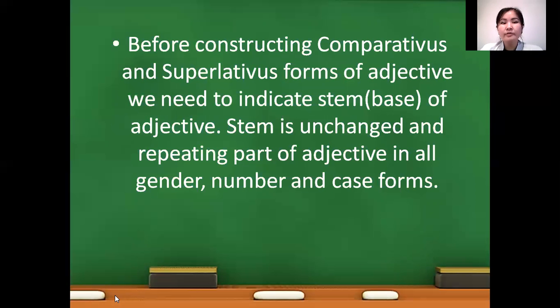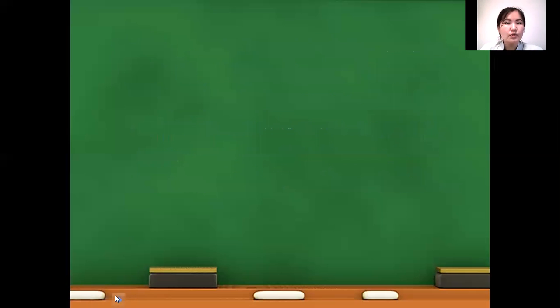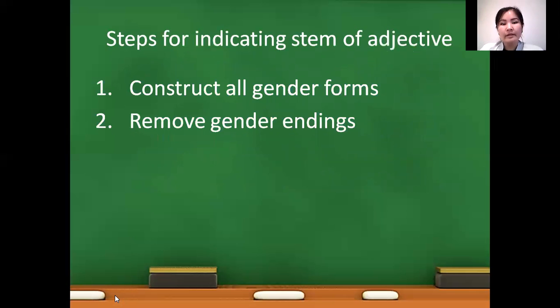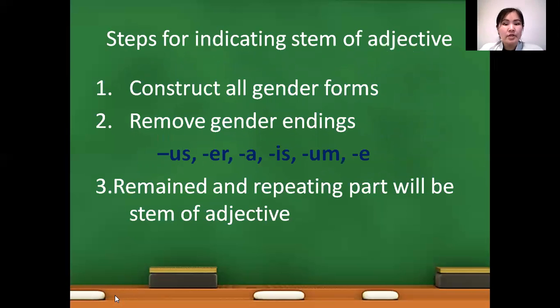Before constructing comparativus or superlativus forms of adjective, we need to indicate stem or base of adjective. Stem or base is the unchanged and repeating part of adjective in all gender, number, and case forms. So, how to indicate stem of adjective? First, we need to construct all gender forms. Second, to remove gender endings us, er, a, is, e. And after removing these gender endings, the remaining and repeating part will be stem of adjective.